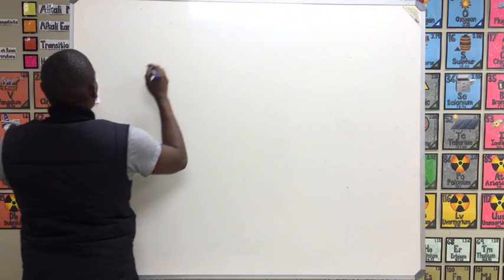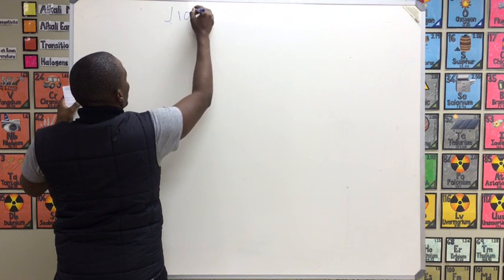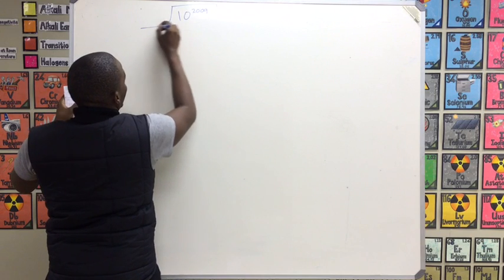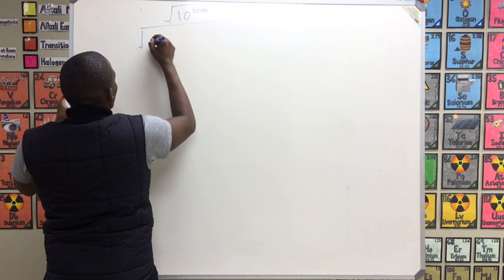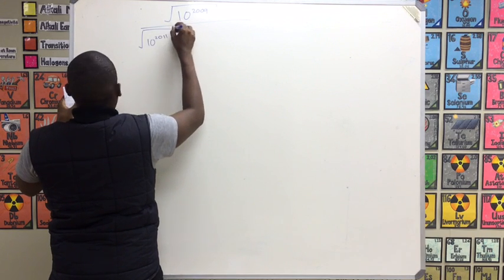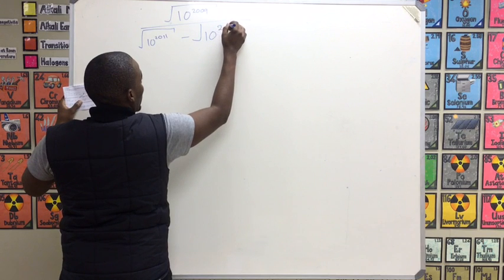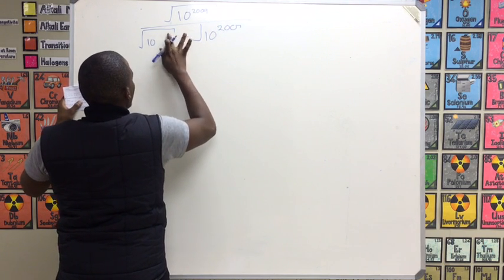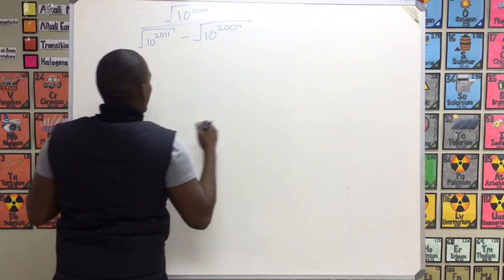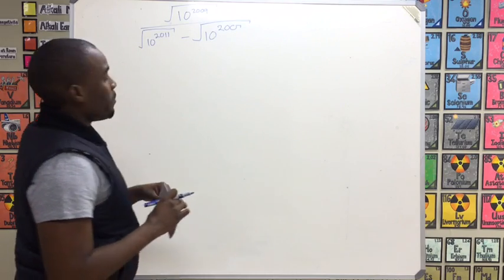So for my final example, we're going to have the square root of 10 to the power of 2009, massive number, divided by the square root of 10 to the power of 2011 minus the square root of 10 to the power of 2007. Let me just write this one a bit bigger. There we go. Okay. And then it starts to look a bit, okay, well, we don't know what's going on here. But it's quite easy.